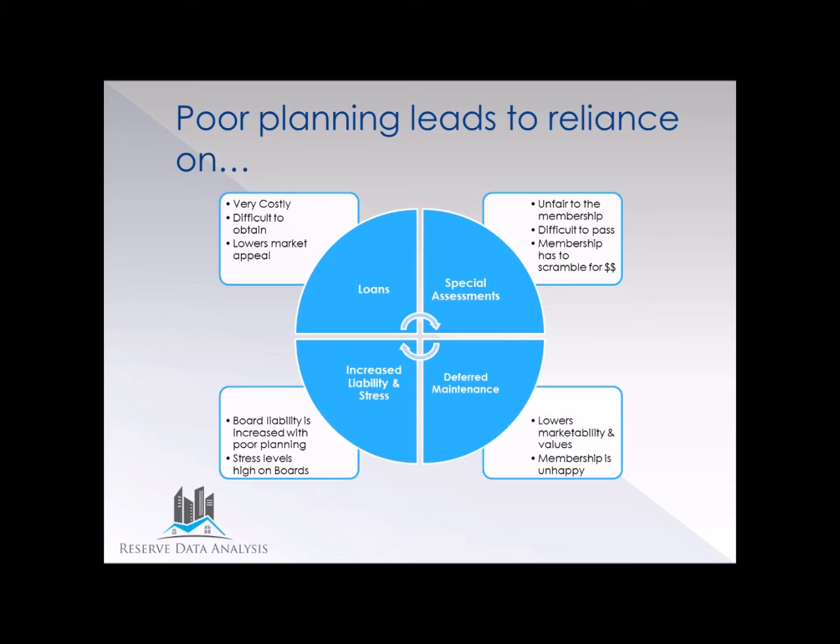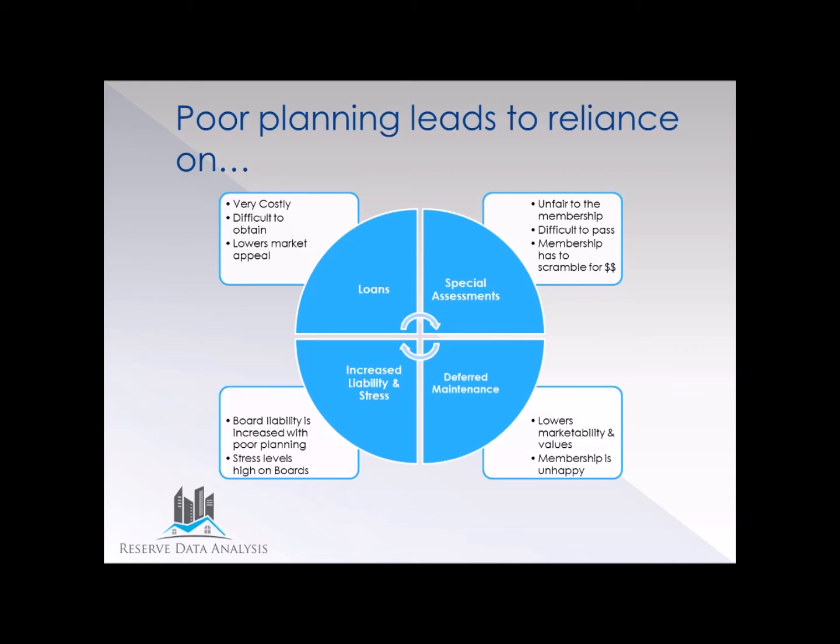Another issue is deferred maintenance. This lowers the marketability and the values of the units. And membership is definitely unhappy about it. Nobody likes to come home and see deferred maintenance issues, especially when you're paying dues every month and you wonder where that money is going. So we want to make sure that you stay on top of it, and it retains the marketability and hopefully improves the marketability over time, and people are much happier about it.